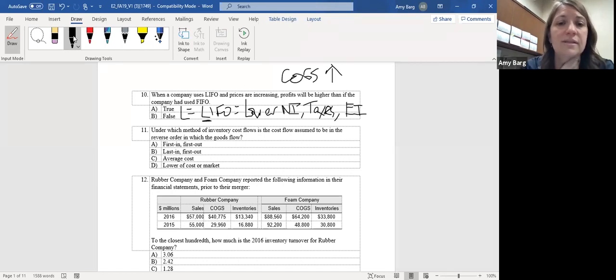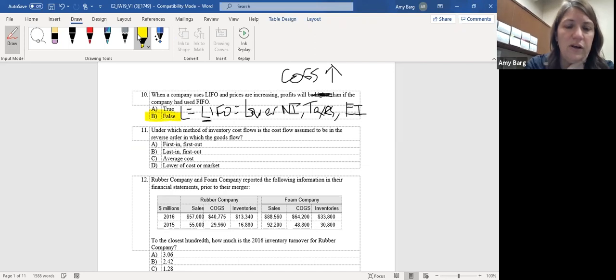So if a company uses LIFO and prices are increasing, profits aren't going to be higher, profits are going to be lower. We're going to have a lower net income. So this one is false.